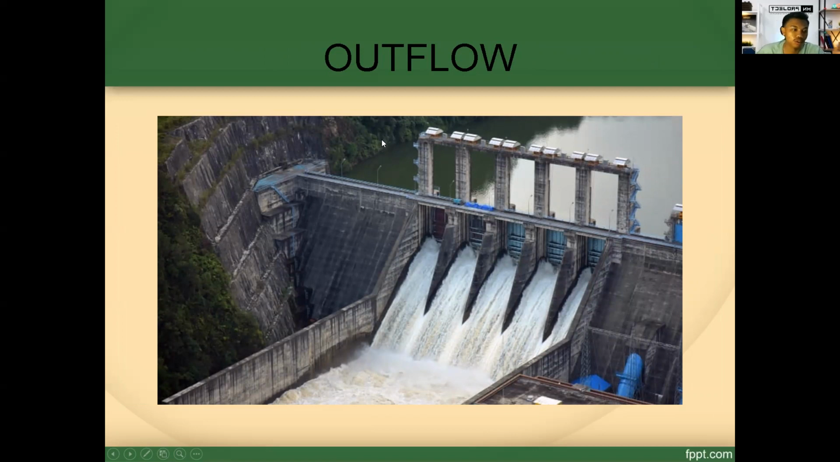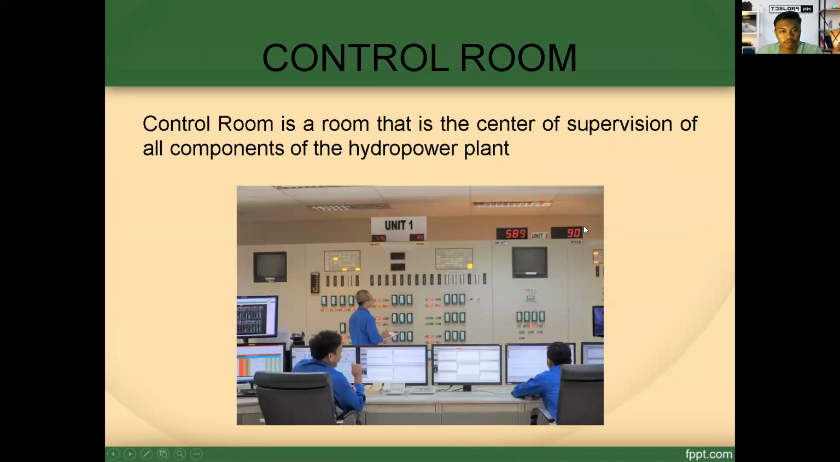Next, outflow. Outflow serves to reduce water capacity in case of overload. Next, control room. Control room is a room that is the center of supervision of all components of the hydropower plant. It can be operated in here.